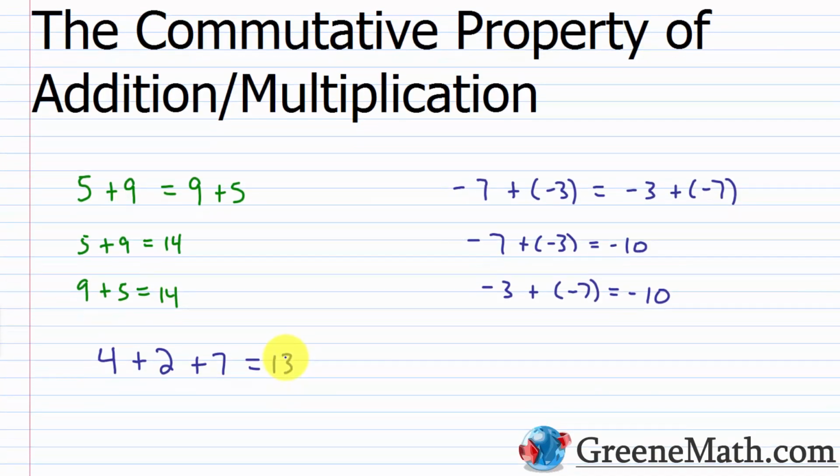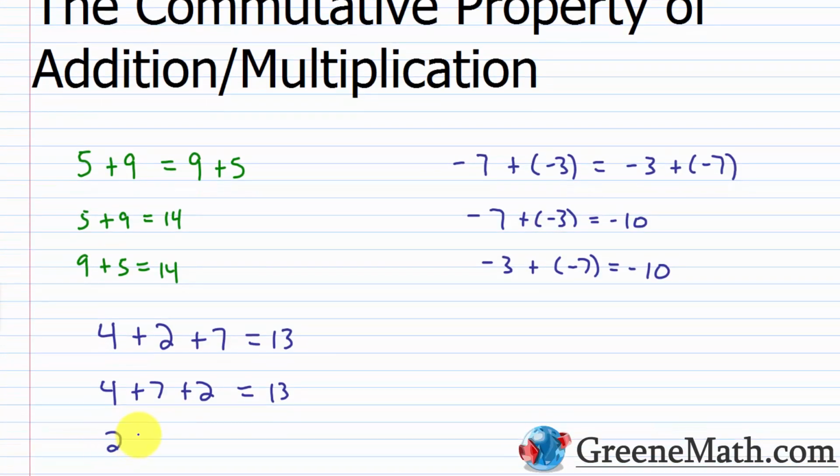Let's say I changed it to 4 plus 7 plus 2. Again, you'd expect an answer of 13. 4 plus 7 is 11, 11 plus 2 is 13. Let's do one more. Let's put 2 first: 2 plus 4 plus 7. Again, we'd still get 13. 2 plus 4 is 6, 6 plus 7 is 13. So to recap, the commutative property of addition just tells us that we can add in any order. We'll never change the result.